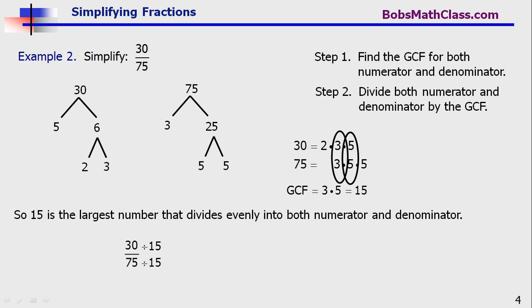So 30 divided by 15, and if you look at the numbers that are not circled on 30, you'll see that the number left over is 2. And that makes sense. 30 divided by 15 is 2. And then look at the 75. What's not circled? 5. So the numbers that are not circled, that's going to be what's left over. Or you could perform the division, 75 divided by 15. Just a little shortcut there.